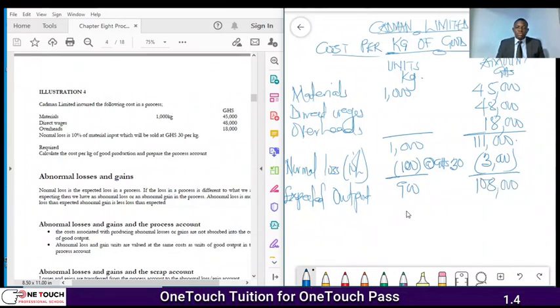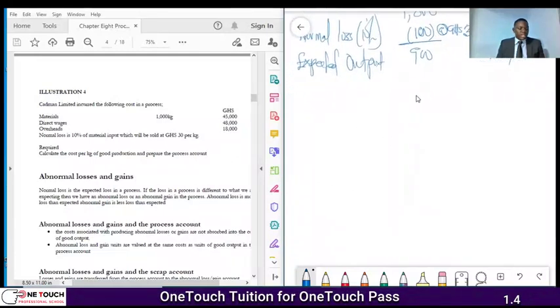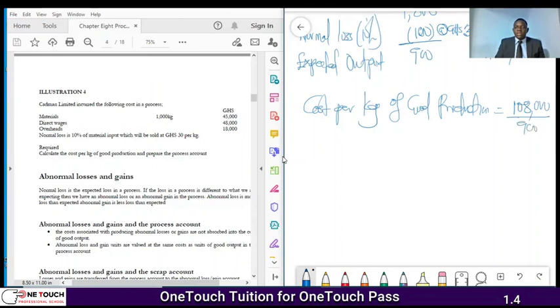So the cost per good production, or cost per kg of good production, is 108,000 divided by 900. So that gives us 120 Ghana cedis. That gives us 120 Ghana cedis per kg. Good. So I hope you are following.